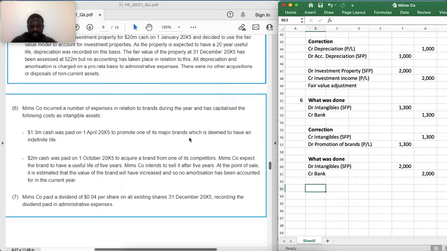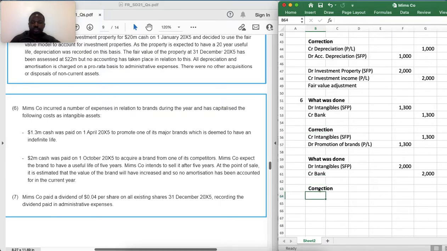This was correct. Then Mimco expects the brand to have a useful life of 5 years. Mimco intends to sell it after 5 years. At the point of sale, it is estimated that the value of the brand will have increased, and so no amortization has been accounted for in the current year. So the company failed to account for amortization, so we need to account for amortization of that brand.